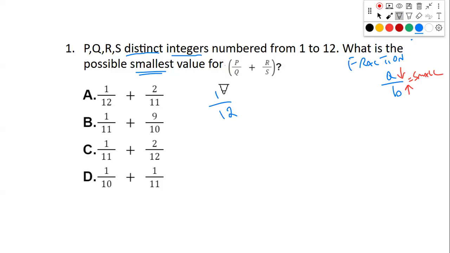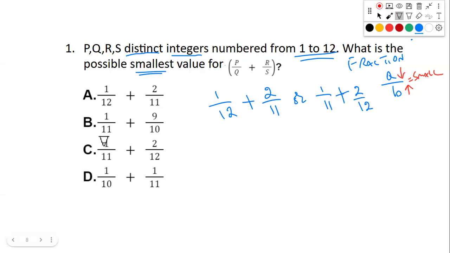P is 1. I can use numbers from 1 to 12 and unique values. So 1 by 12, least is 1, highest is 12. Next, again, 2 is the smallest, and what is that? 11. So if I'm looking at this, my answer could be 1 by 12 or 2 by 11. It is a choice. But I should also think that there could be a chance. What if I swap: 1 by 11 plus 2 by 12? So which one will give me the least value?